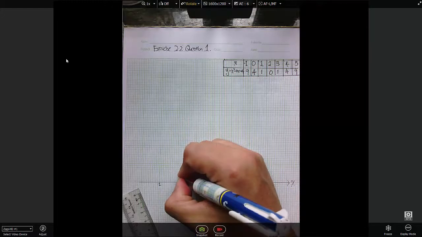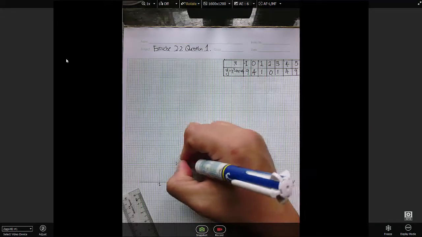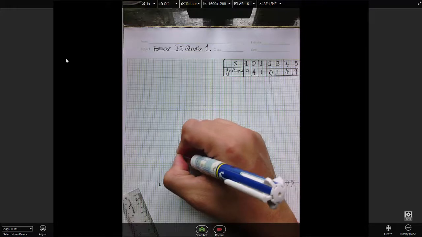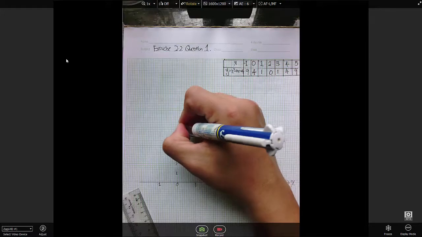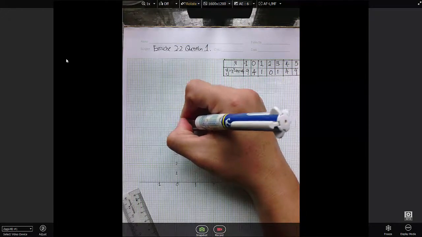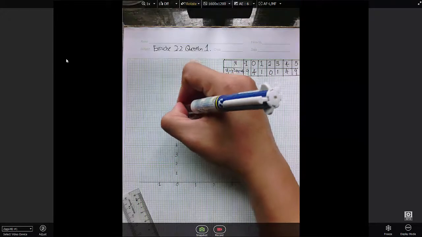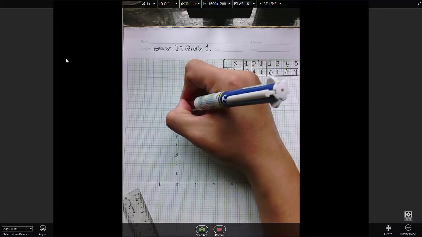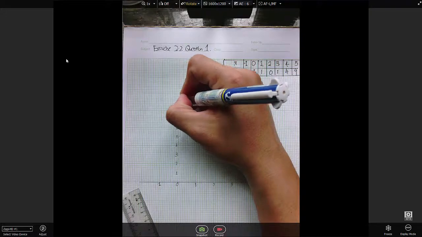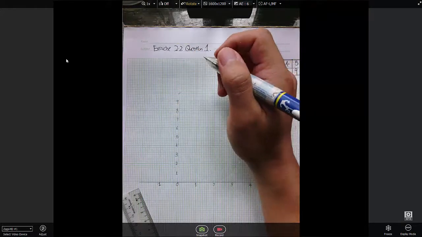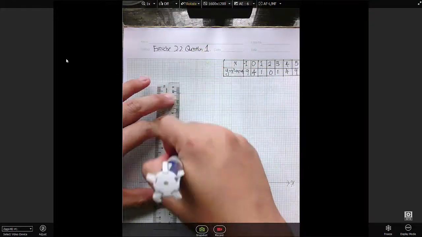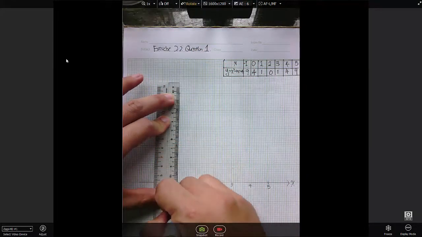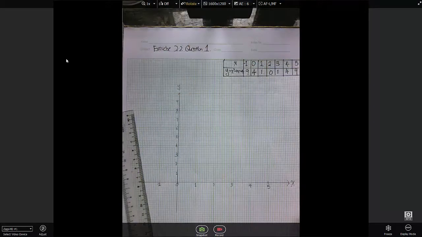1, 2, 3, 4, 5, 6, 7, 8, 9. And we are done with the y-axis down there. Next thing here is we draw the y-axis like this. So this is y. We start to plot the points.